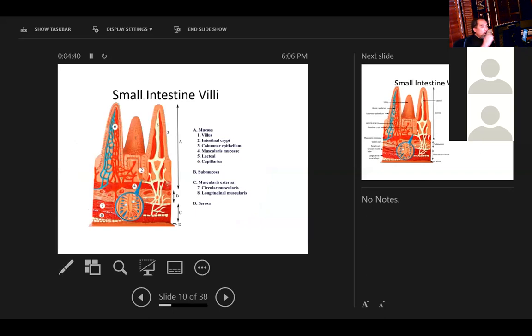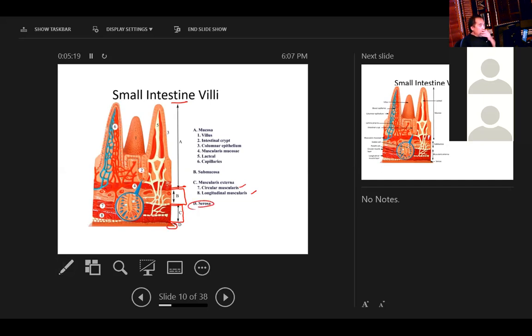Okay, then this is what we call villi. Okay, so these are what you see inside your small intestine. Remember the circular folds, that's called plica circularis, but on each of those folds, you have what we call the intestinal villi. Okay, so this is going to be the mucosa, and letter B is going to be the submucosa, and letter C is going to be the muscularis externa, which is made out of the two muscles called your circular and longitudinal. And then the last layer is going to be called the serosa.